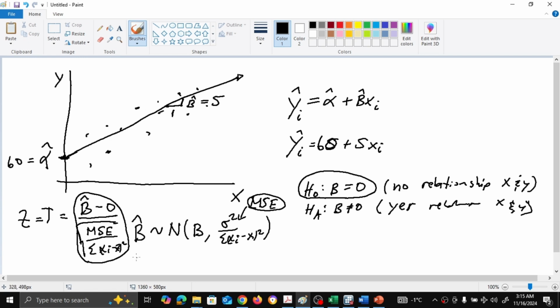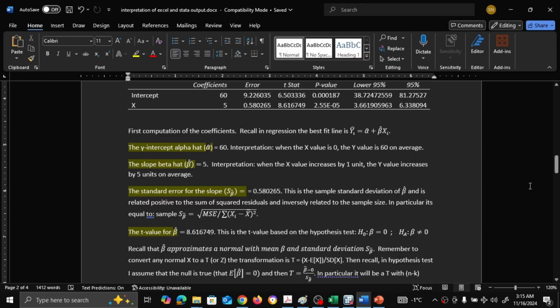And of course, what is this MSE divided by this sum here? I just told you this is the sample standard deviation of this beta hat, right? It's the thing that's here at the bottom, at the denominator, okay? S beta hat that we just computed. So you can conduct the hypothesis test like this, and let's see some numbers, okay?